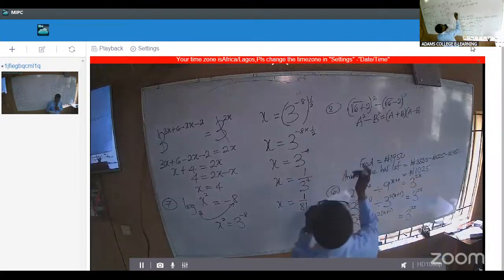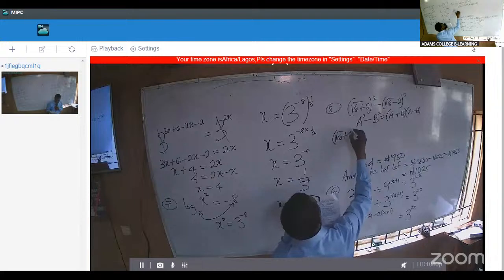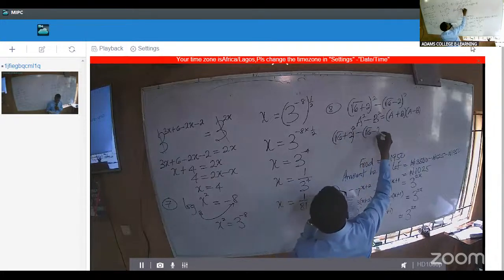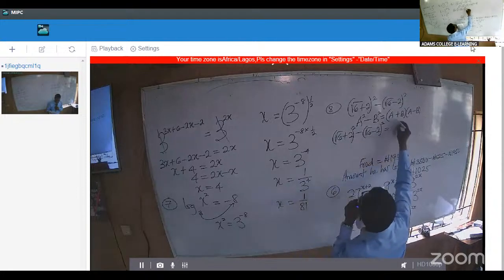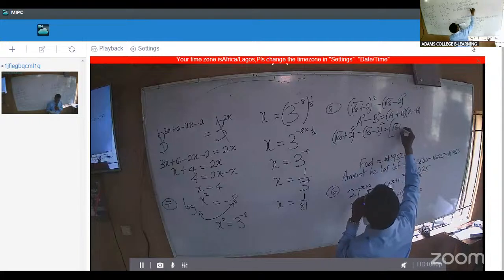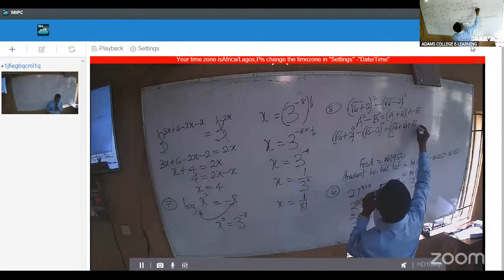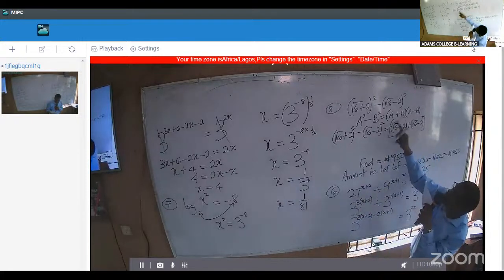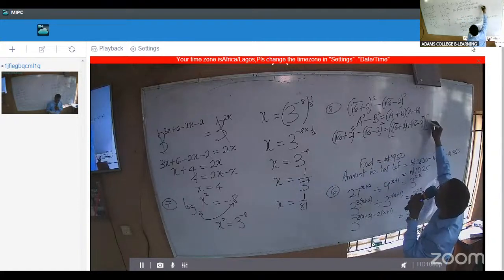Sorry. So now let me apply. Root 6 plus 2 will be our A, minus root 6 minus 2, all squared, this will be our B. A and B. So that will be A plus B. Now root 6 plus 2 plus B, these are B now, root 6 minus 2. See that I'm applying A plus B. This is your A, this is your B. Bracket A minus B, this is your A minus B.